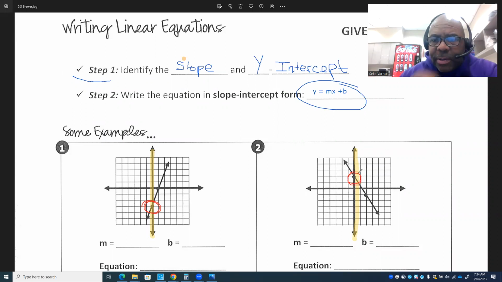And the point here is called the y-intercept. This point here is called the y-intercept. So let's look here. The y-intercept is b. b is going to be the y-intercept.